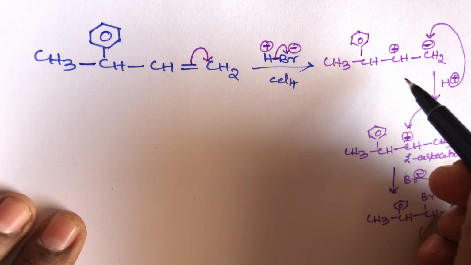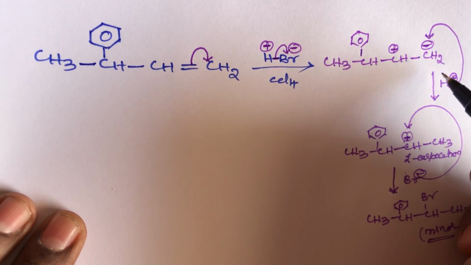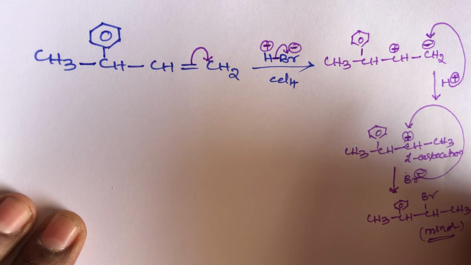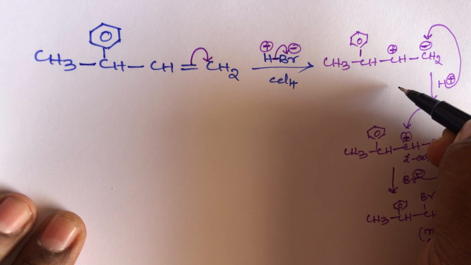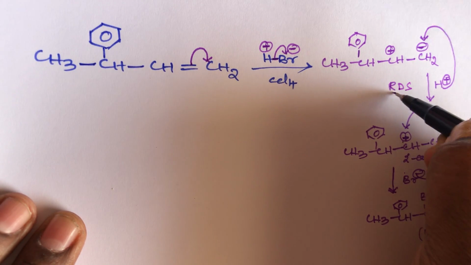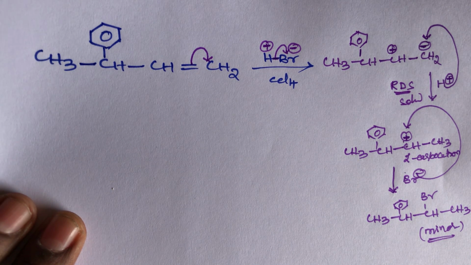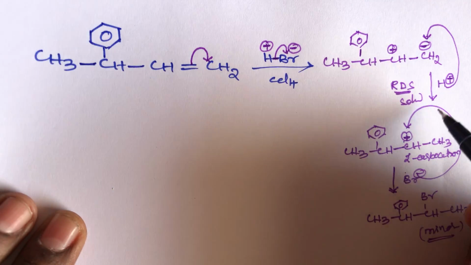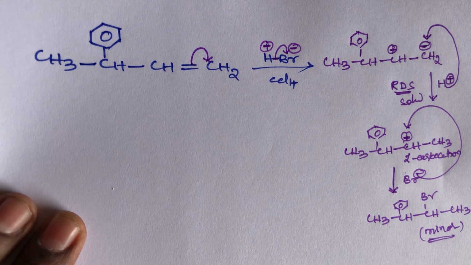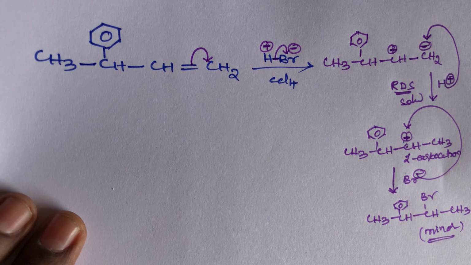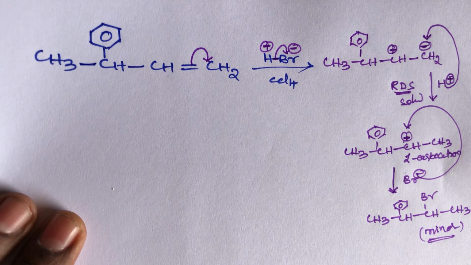In the second step, the electrophile will attack at the second position. This second step is called RDS, the rate determining step or slow step. In the rate determining step, only the electrophile will attack the negative charge side. That is the reason, students. After the electrophile, the intermediate carbocation is formed, which is a stable carbocation. This is how the first product, the minor product, is formed.